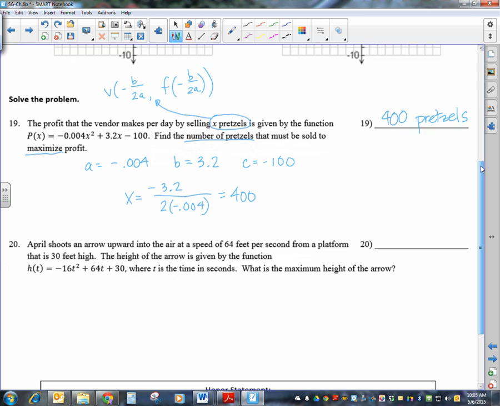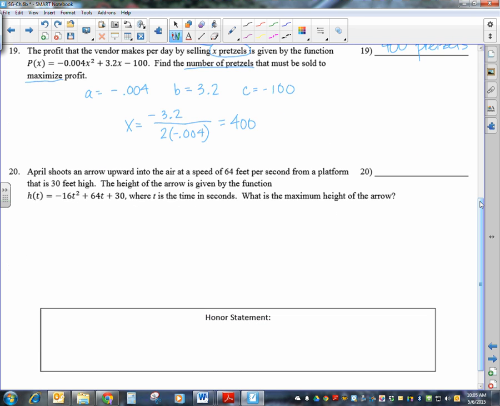Okay, last one. Similar to what we did when you did your classwork on this. She's shooting an arrow. Last time we were throwing a ball. Shoot an arrow upward into the air at a speed of 64 feet per second from a platform that is 30 feet high. The height of the arrow is given by this function, and t is your time. So t is the time, h is your height. What is the maximum height?